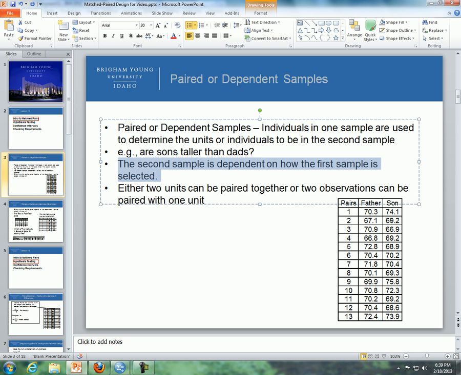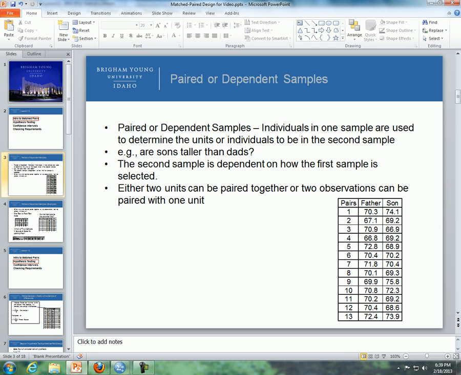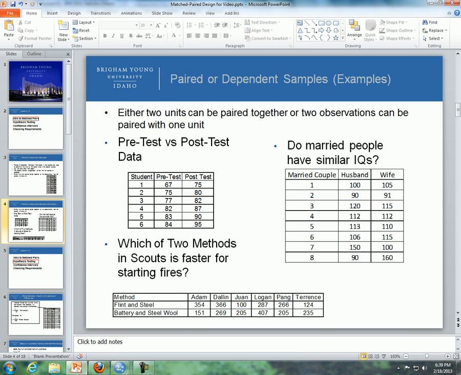So either two units can be paired together or two observations can be paired with one unit. Now in this case, there are two units, one unit being the father and one being the son, paired together. Now there are other examples of this in both cases, and I'll go to the next slide to show you that. So for instance, with a similar situation to the fathers and sons data, do married people have similar IQs? Here we have one unit being husband and one unit being wife. Those are paired together. We want to see if married people have similar IQs. You could also argue that one unit is married couple, and so within the unit there are two observations.